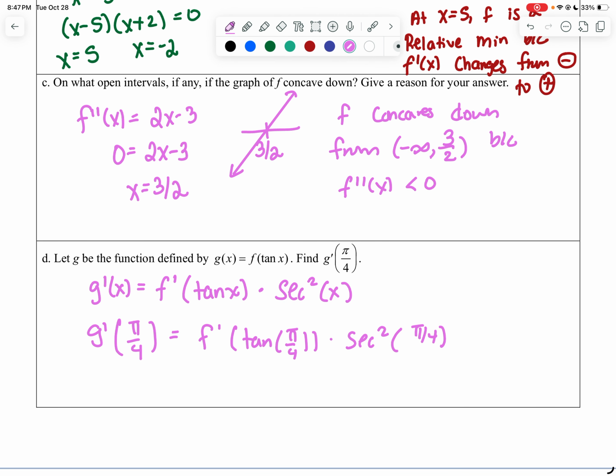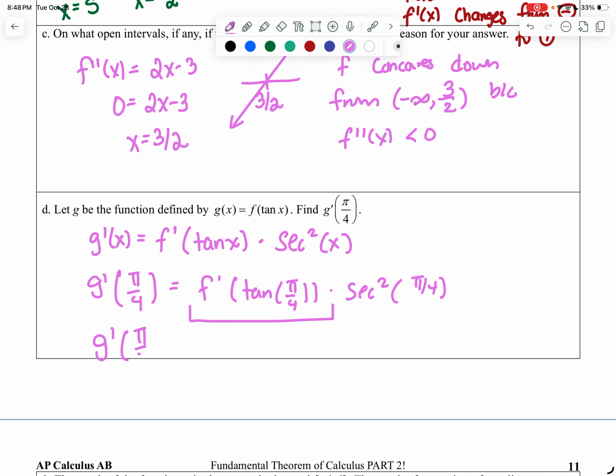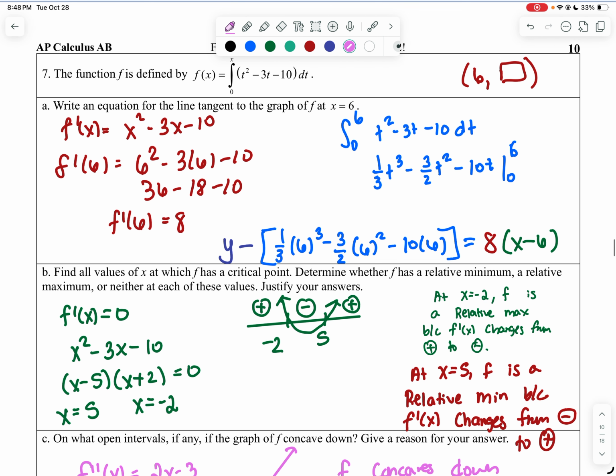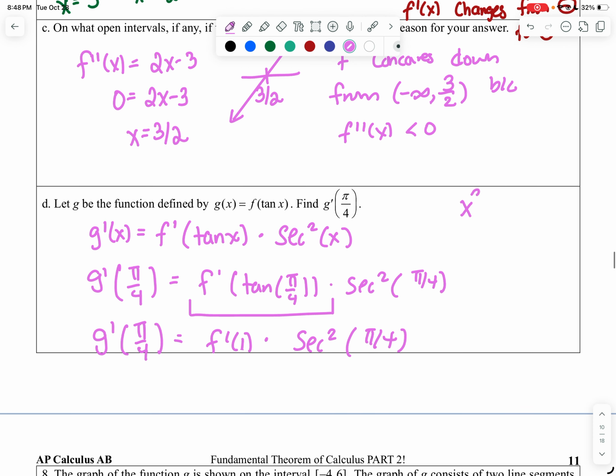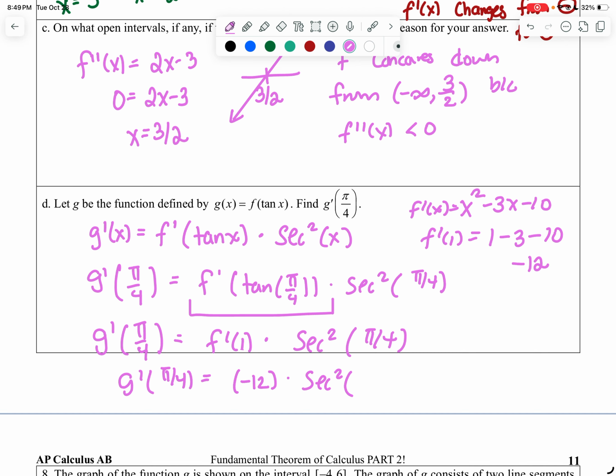Now, on the AP exam, you could leave trig functions unsimplified like this. The problem about this one is that it is not fully simplified just yet because I have f prime of tangent of pi over 4. Now, I need to figure out what this numerical value is because I can't have f prime hanging around in this answer. Tangent of pi over 4 is 1. So now I have g prime of pi over 4 is equal to f prime of 1 times secant squared of pi over 4. f prime of 1 means I gotta simplify this here. Not pretty. But that's going to be x squared minus 3x minus 10. So f prime of 1 is 1 minus 3 minus 10, which gives us negative 12. So then g prime of pi over 4 is negative 12 times secant squared of pi over 4.